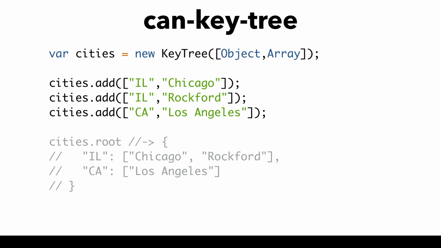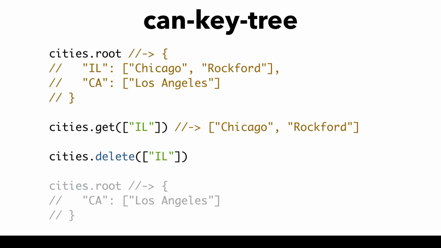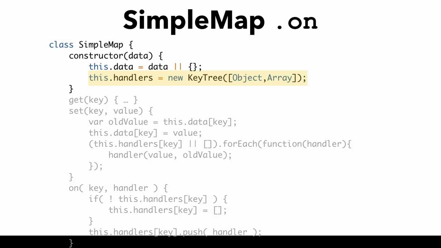After adding Chicago, Rockford, and Los Angeles, the tree structure looks as shown here, an object with Illinois and California properties with their corresponding array of values. KeyTree also has methods letting us get and delete nodes in the tree. So now let's rewrite SimpleMap to use KeyTree, first by changing handlers to a tree.